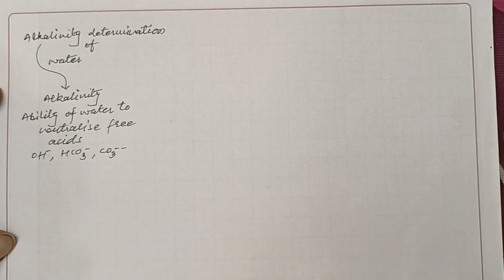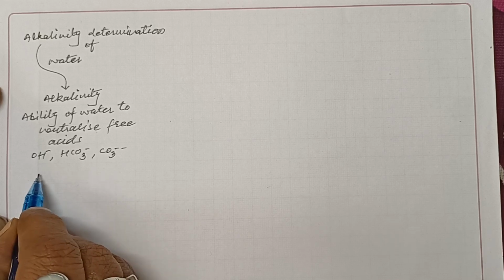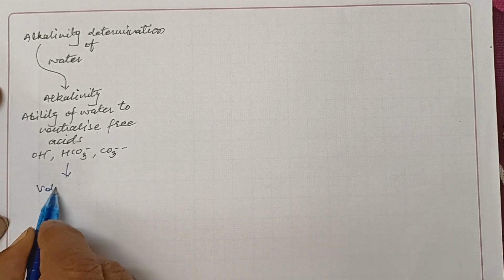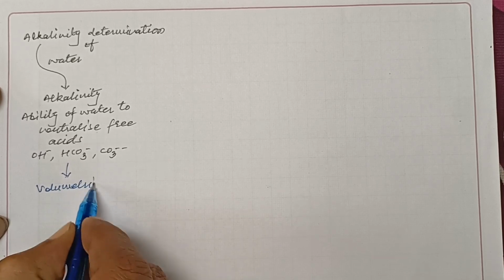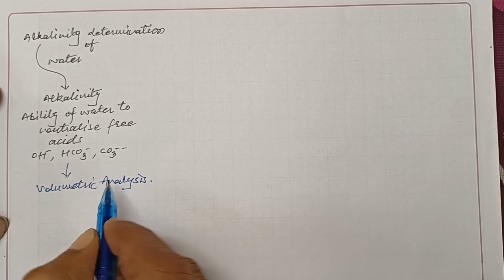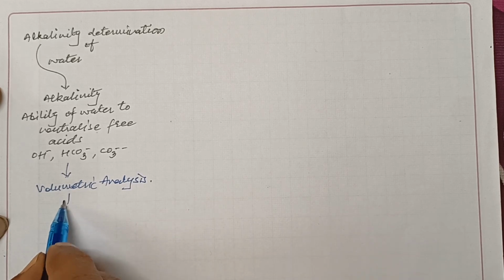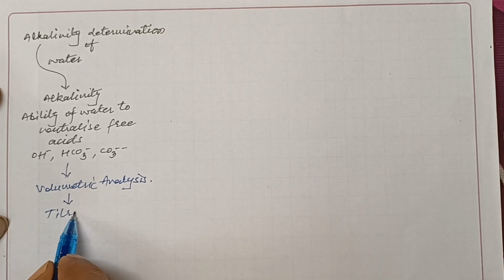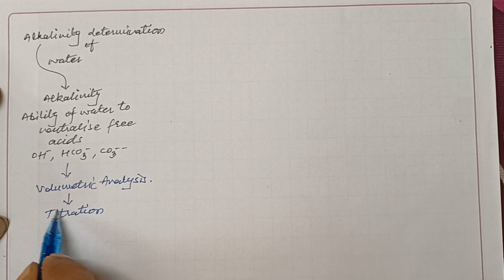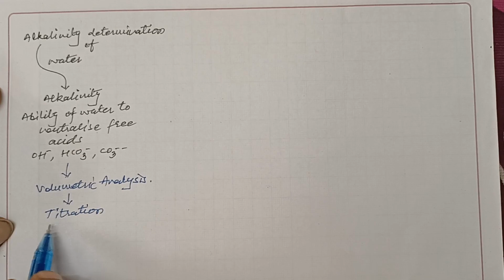How can you determine alkalinity in the laboratory? The answer is by volumetric analysis. To perform volumetric analysis, we have to go for a titration method. Titration. And here, for the determination of water alkalinity, the titration is called neutralization titration.